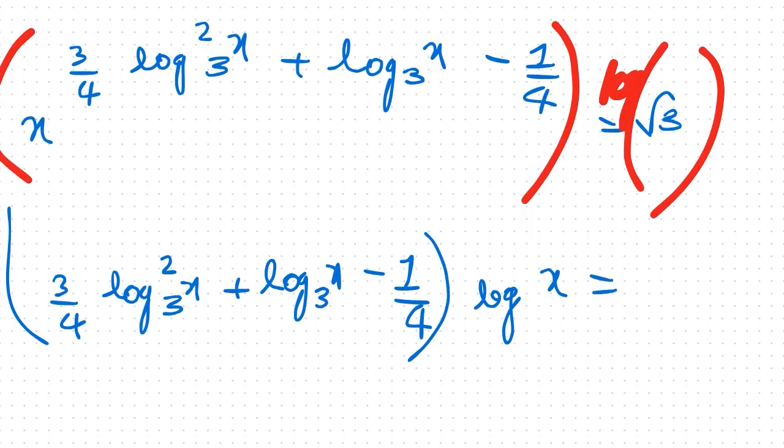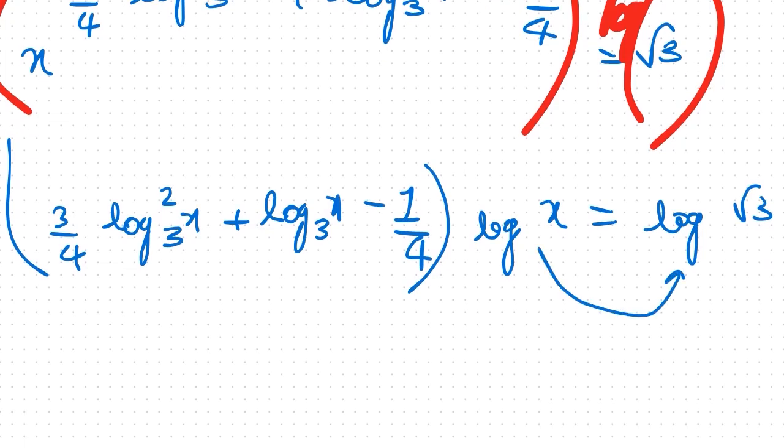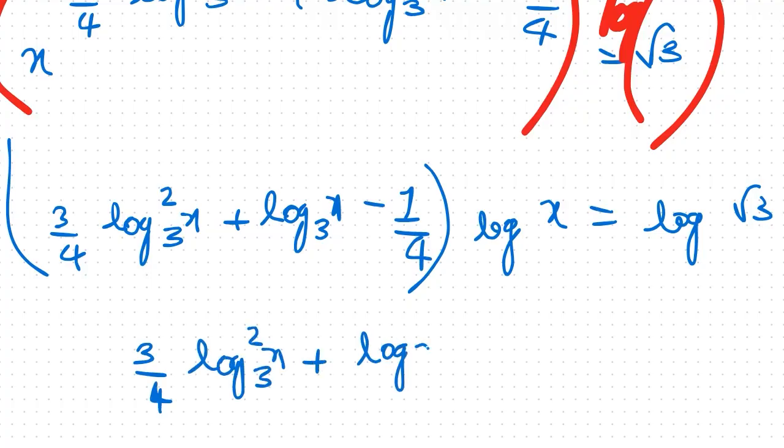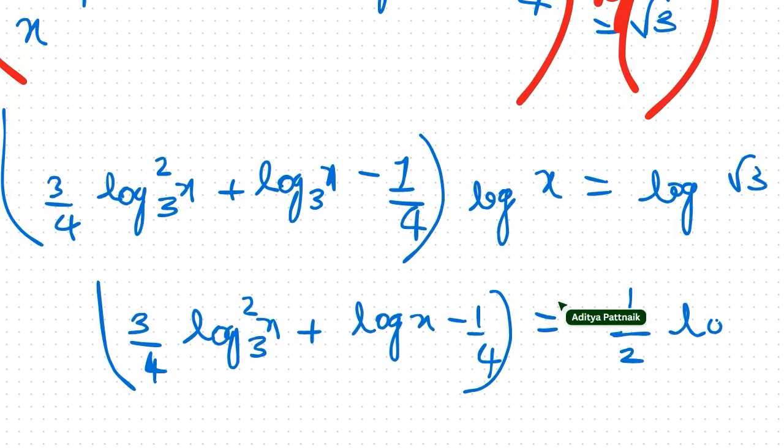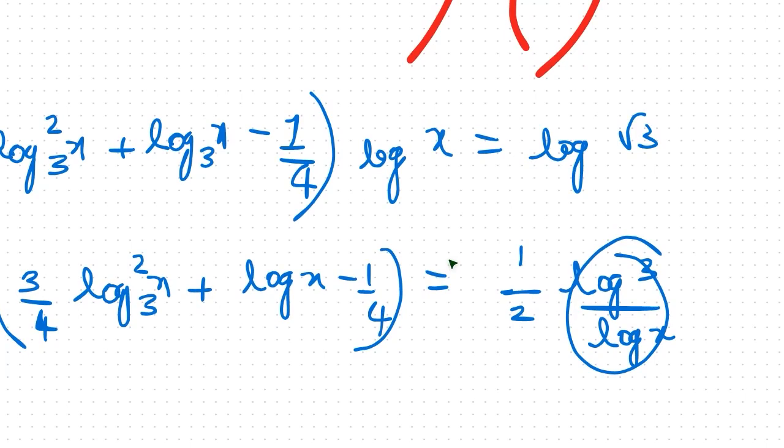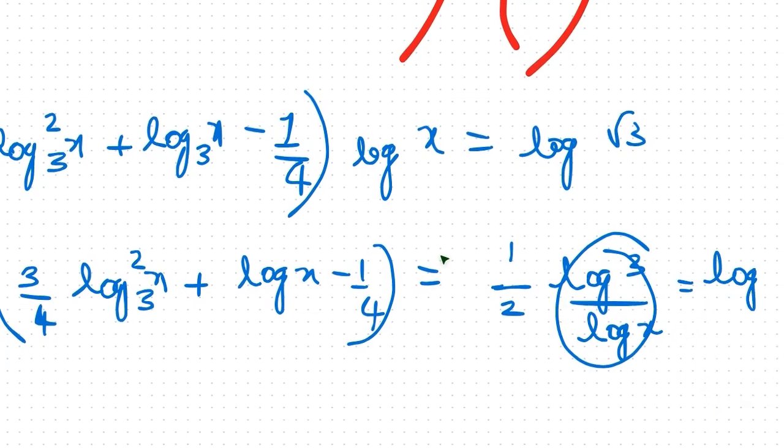So it is equal to log of root 3, or log of 3 to the power 1/2, base 10, right? Yeah. So if you take it to the other side, 3 by 4 log square x is equal to log root 3 over log x, which is 1 by 2 log 3 over log x. Log 3 by log x means what? Log 3 base x.